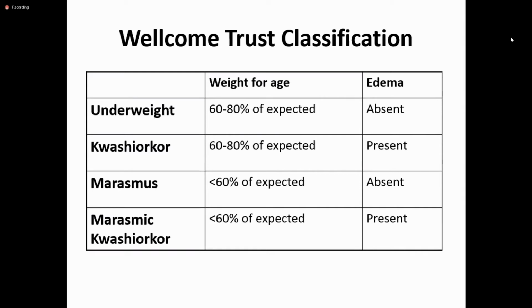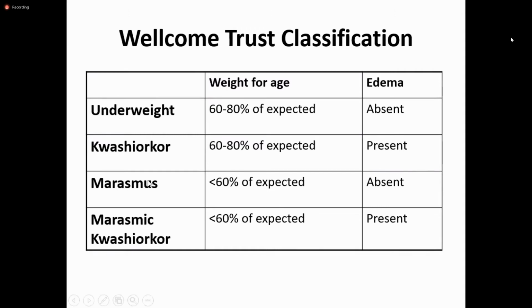Another is Wellcome Trust classification. So this takes two parameters, weight for age and presence or absence of edema. So underweight, if weight is 60 to 80%, but there is no edema. Kwashiorkor, weight is 60 to 80%, but presence of edema. Marasmus means weight is significantly low, so less than 60%, but there is no edema. And if both are present, then it is called marasmic kwashiorkor.